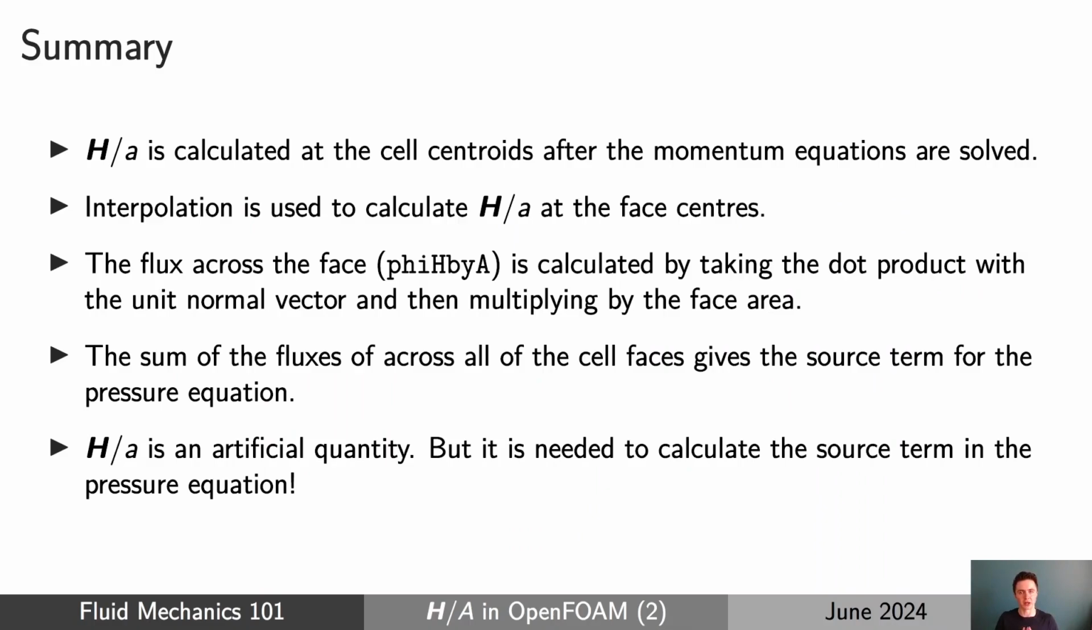So that was probably a lot for you to take in, but I'm really hoping that you've developed some good understanding now of what the incompressible pressure equation is like and why HbyA is important. But just to wrap up, you'll remember that HbyA is calculated at the centroids of all of the cells in the mesh after the momentum equations are solved. We then use interpolation to get the value of HbyA at the face centers, and then we evaluate the flux, or the volumetric flux, from HbyA across each of those faces. We sum them together for each cell, and that becomes the source term in each cell in the mesh.